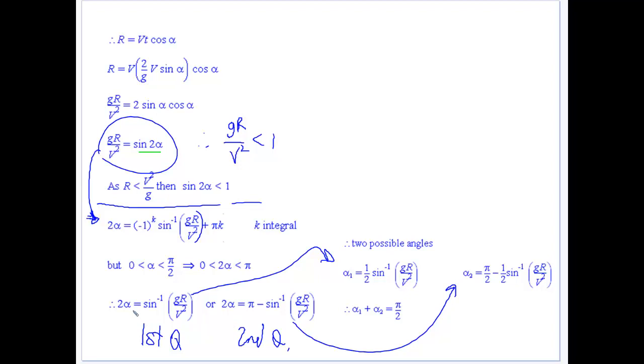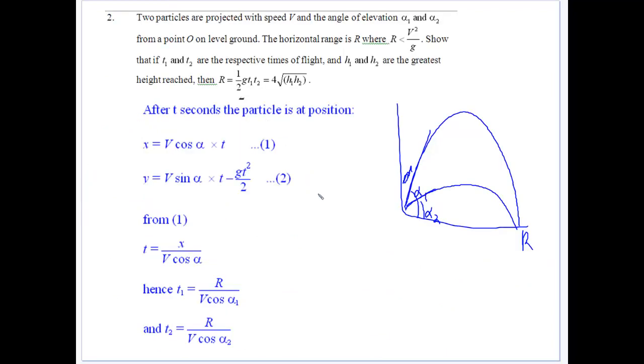Then we can get alpha 1 being a half of inverse sine of gr on v squared, and alpha 2 is pi minus half of inverse sine of gr on v squared, which means if we add them together, there are our two angles, and those parts would cancel, leaving us pi on 2, which is what we wanted to prove. So there's our first one done. Have a look at the next one.